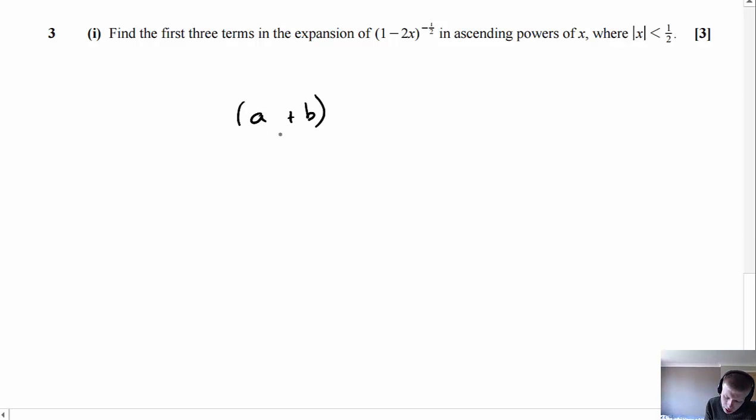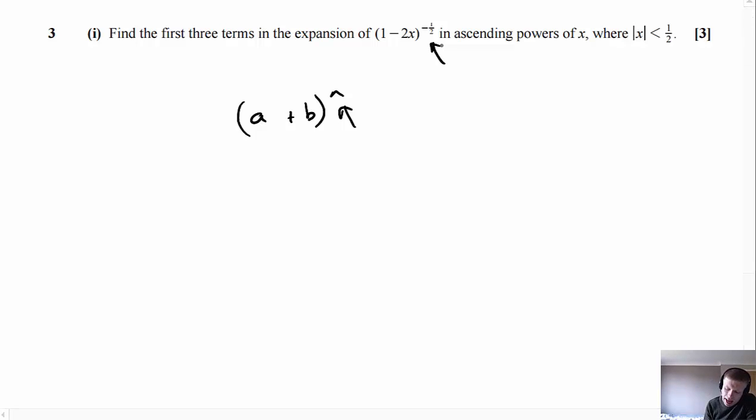Now, if you remember, we looked at binomial expansions way back in C2, where we had some number plus another number raised to some power. We found the expansion of that if the power was a positive whole number, like 1, 2, 3, 4, 5, 6, etc. Now, because we're in C4, we can look at the case when the power is a negative number or a fraction.